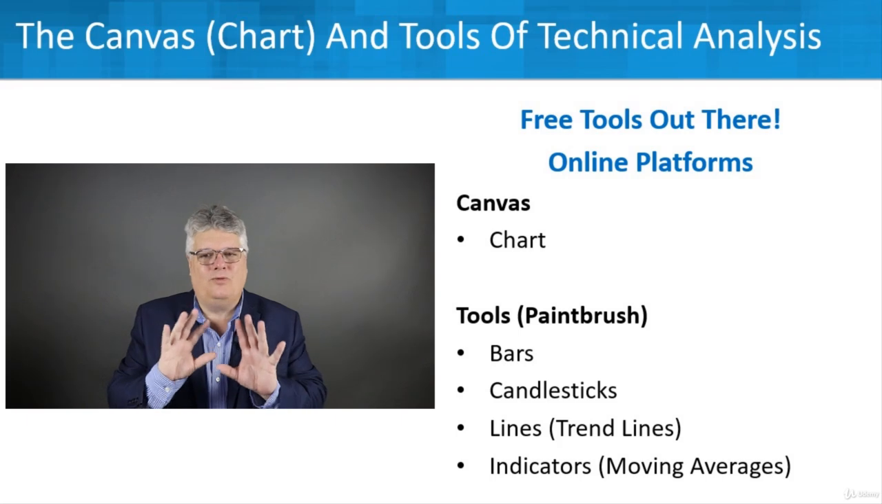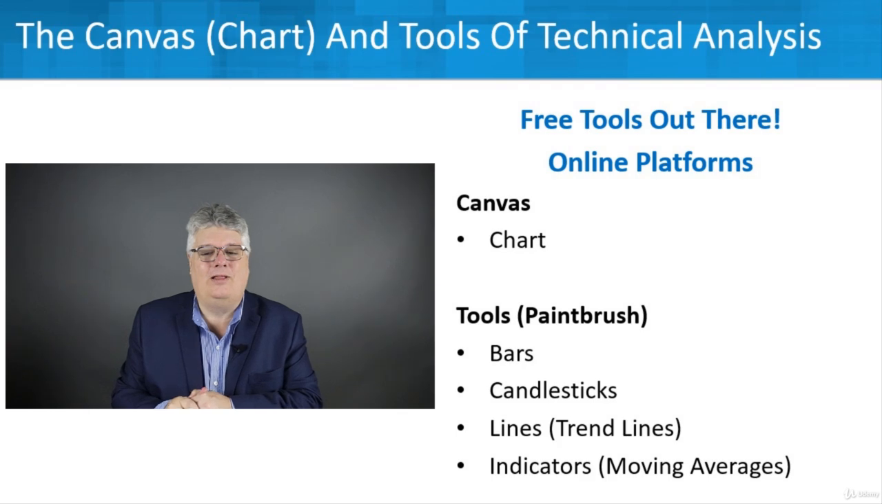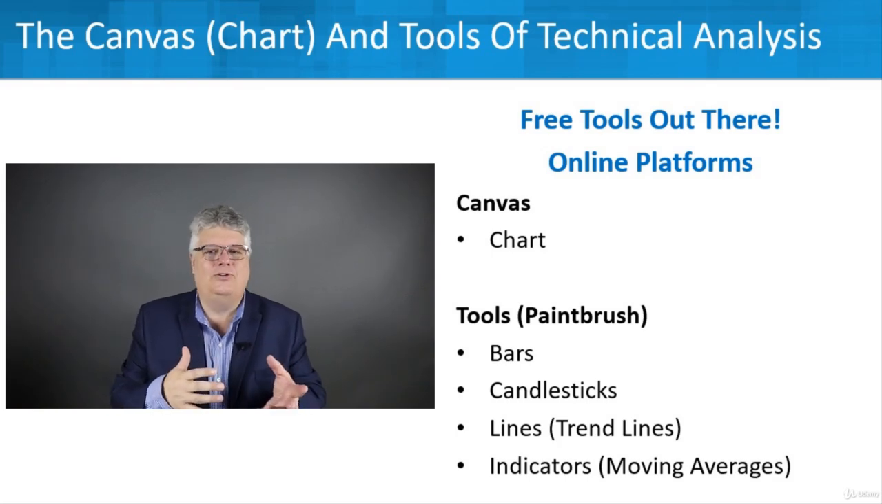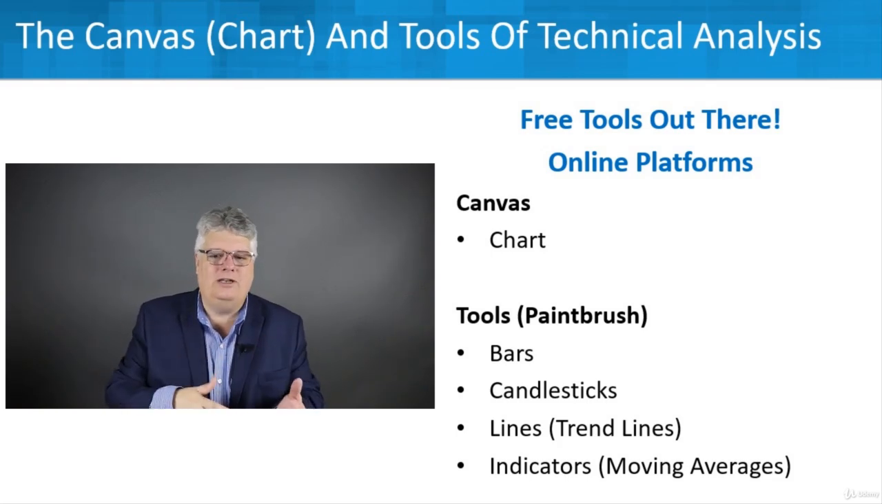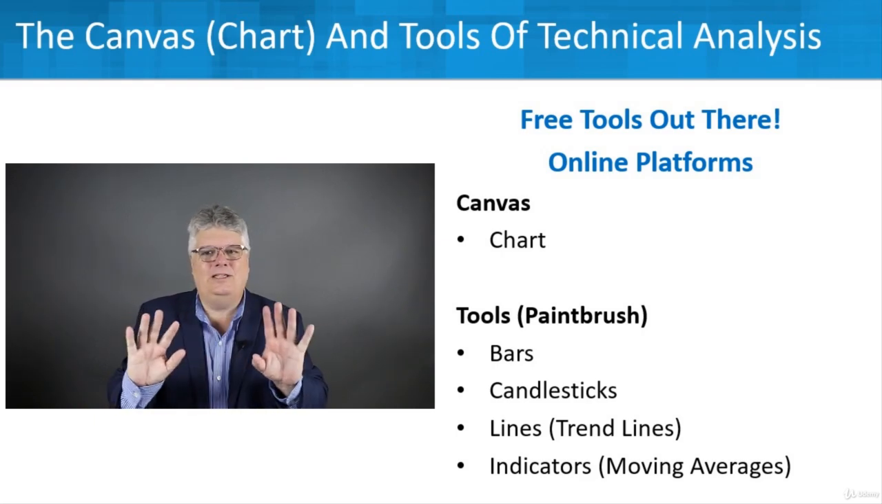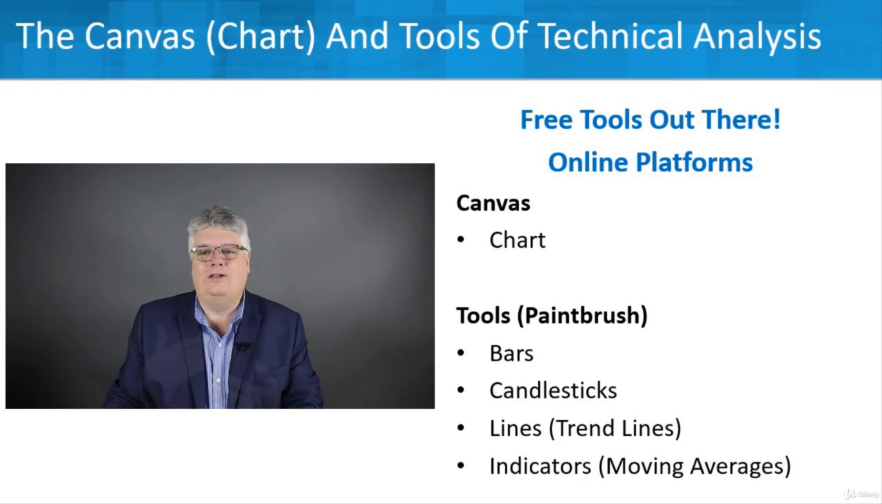And then how you interpret or read that chart is where you'd use tools, just like an artist might paint with a paintbrush to make it come alive. We use tools like that in technical analysis: price bars, candlesticks, lines and trend lines, indicators like moving averages, volatility indicators, momentum indicators, all sorts of different types of things we're going to learn about in the course. But think of it that way: I've got my canvas and then I'm going to apply my tools, and that's going to help me decide what to do.